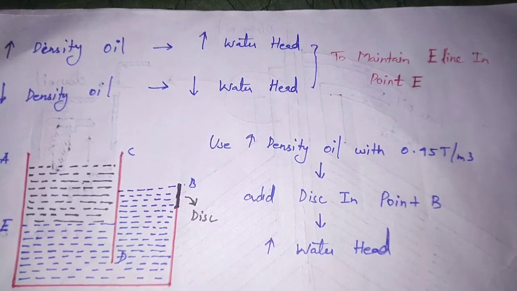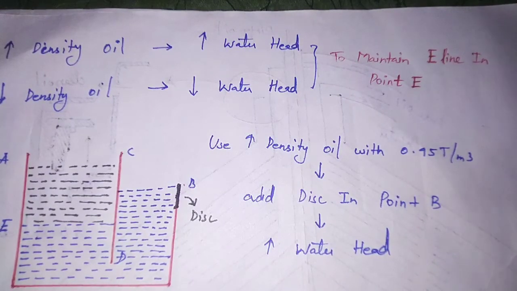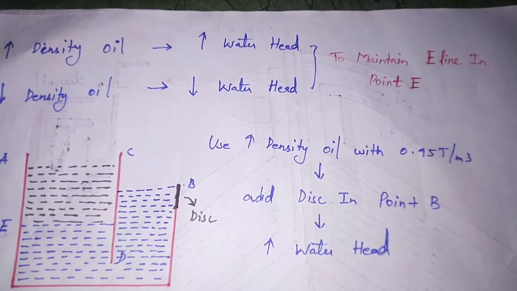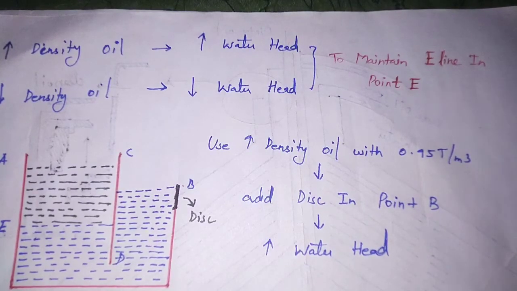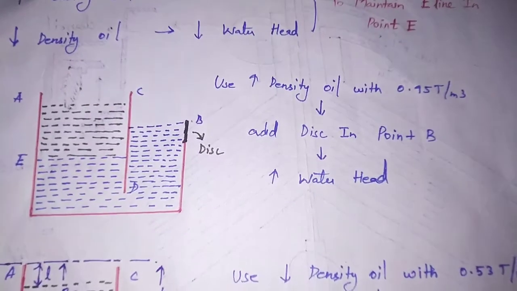If I use higher density oil, to maintain the E line at point E, I can increase the water head. And if I use less dense oil, to maintain E line at point E, we can reduce the water head. So let's come to the settling tank analogy.